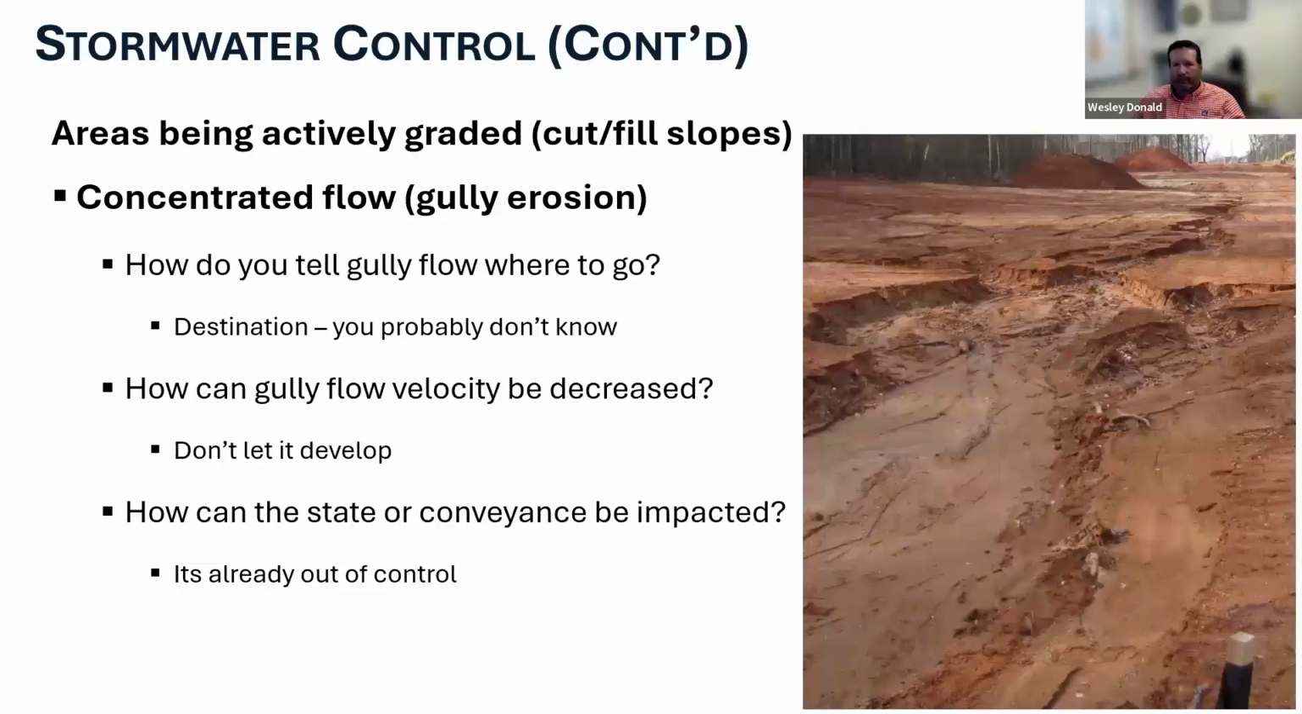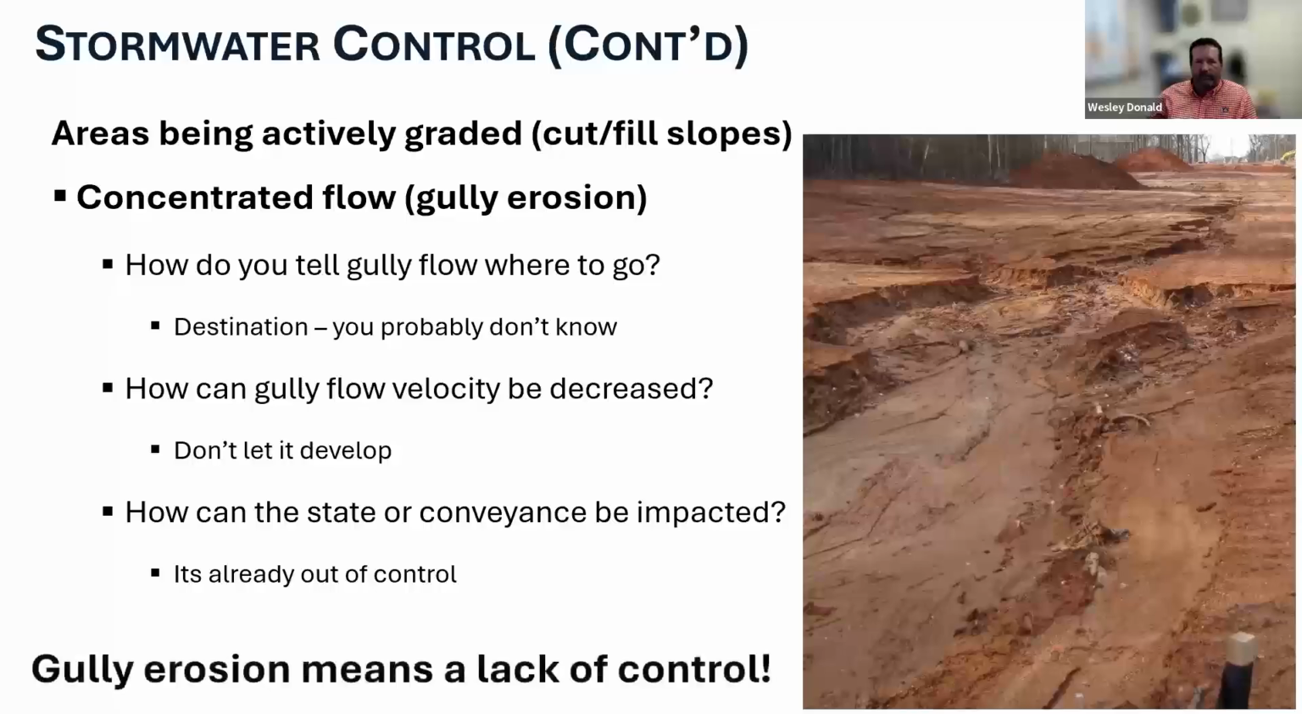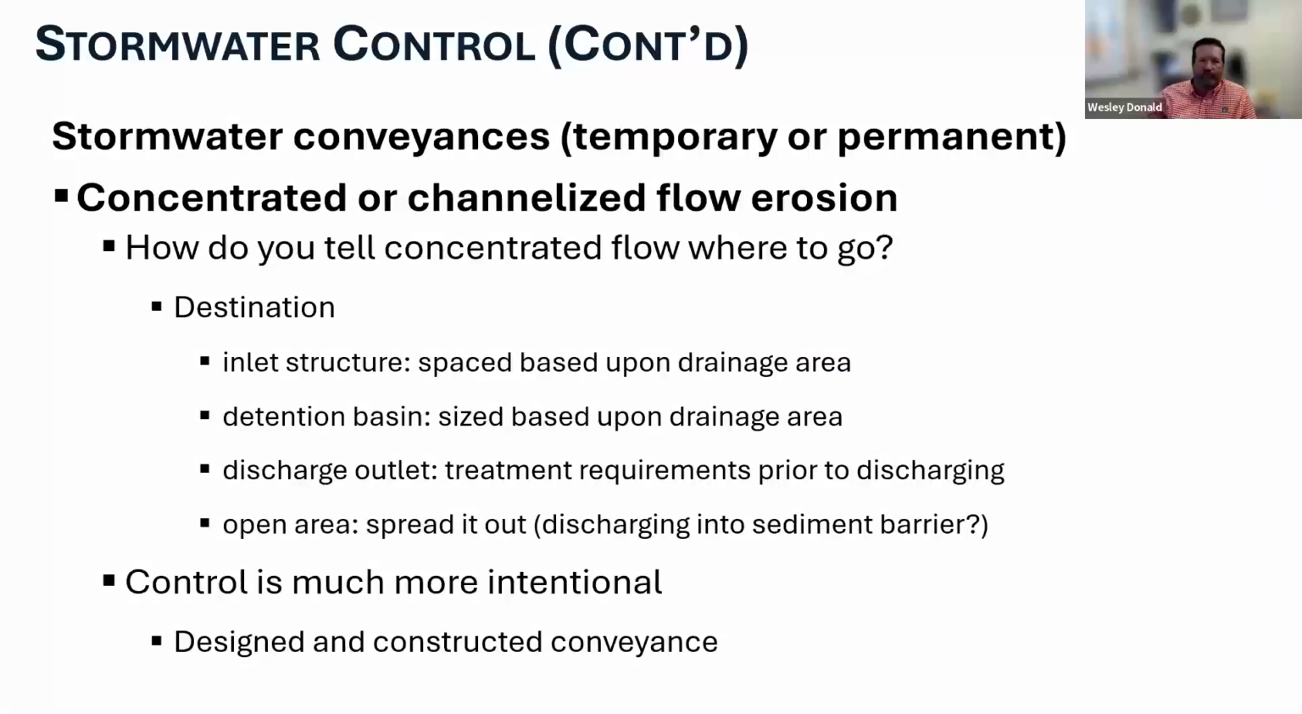When we get to gully erosion, unfortunately, we're at a point where we've lost control. We don't know where it's going. We don't know how to control the velocity, and it's out of control from a conveyance standpoint. So this is kind of the worst case scenario for us. Gully erosion means there's a lack of control.